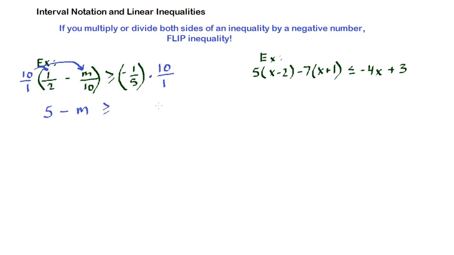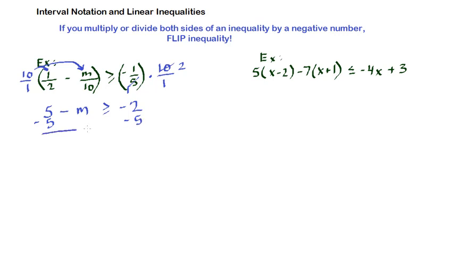Cool little trick. Here I just have the 1, so 5 goes into 10 2 times, and I'm left with negative 2. Now this is so much sweeter to look at than the one with the fractions, so I'm good here. I'm going to subtract 5 from both sides.